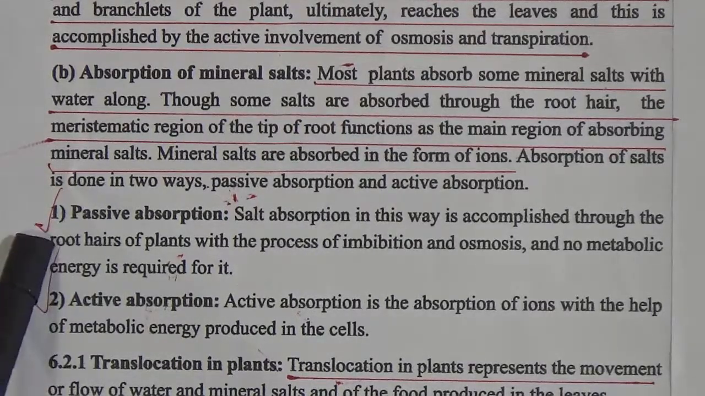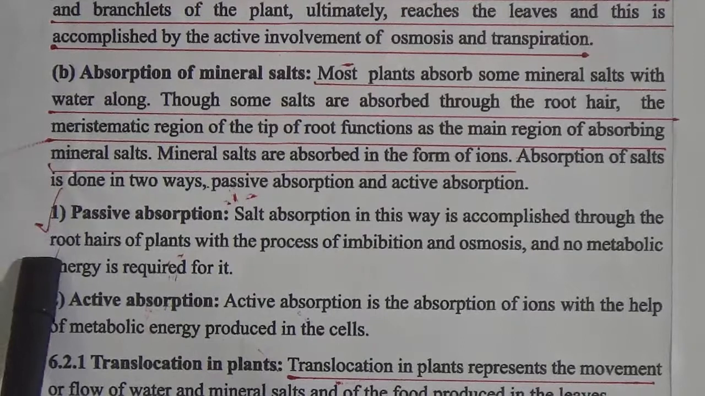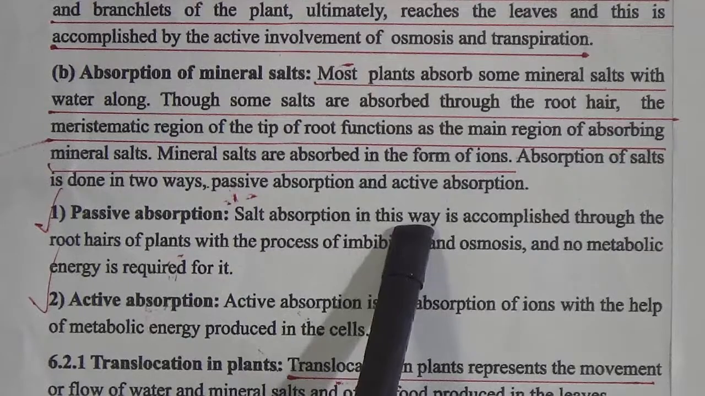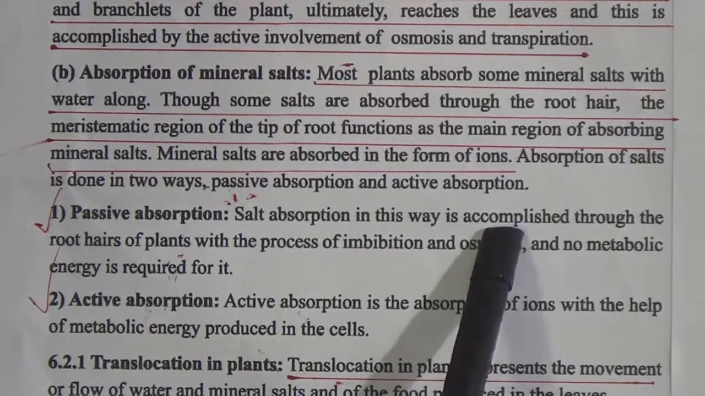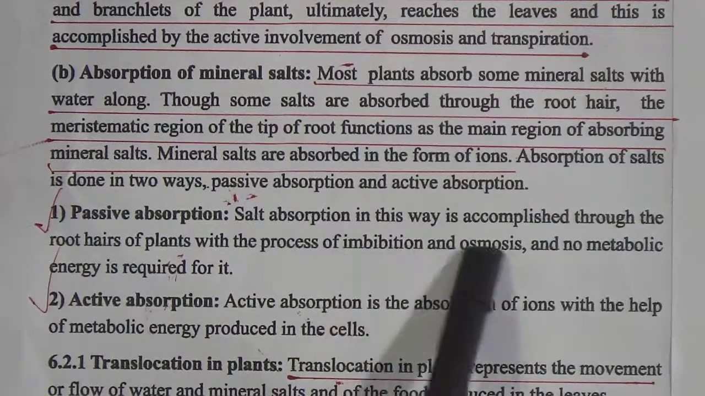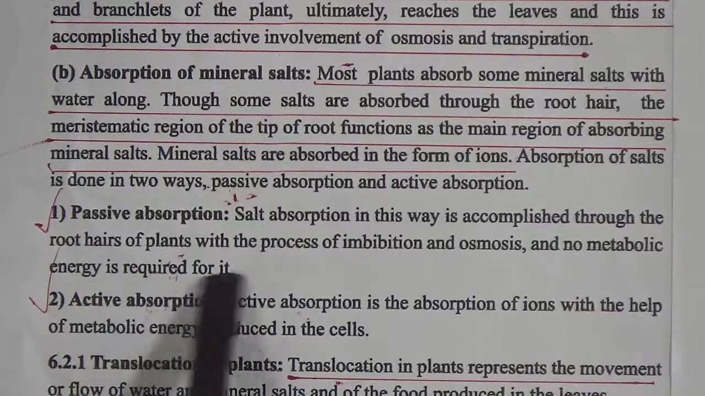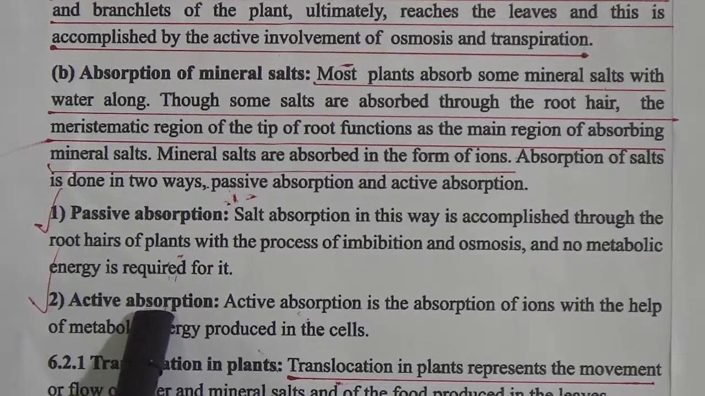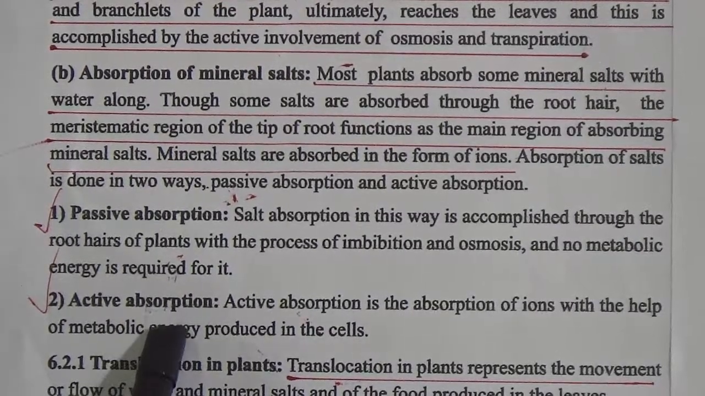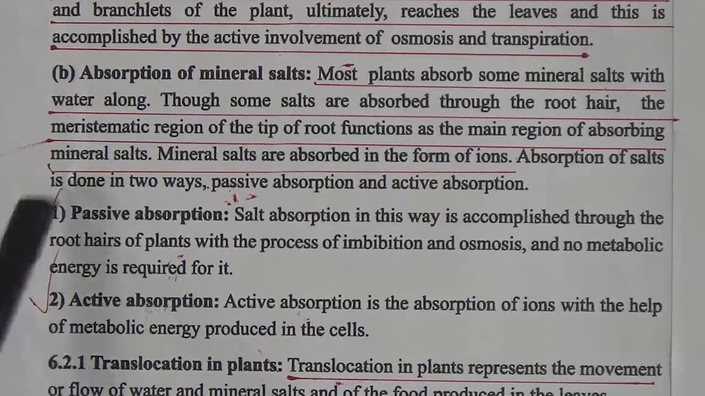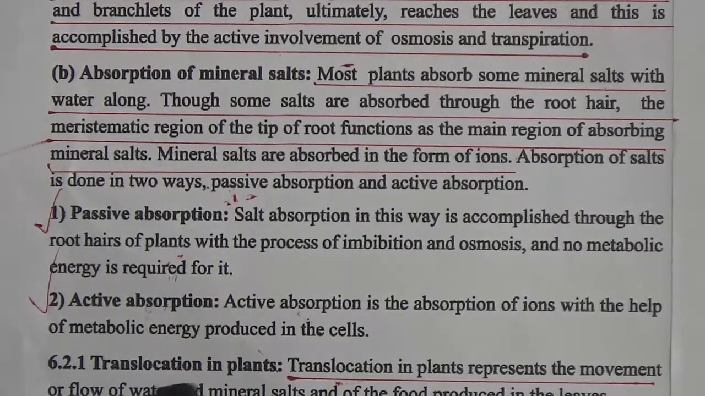Dear students, here they just give the initial of the name, and the description you will get in the higher class. Salt absorption in this way, that means in passive absorption, is accomplished through the root hair of plants with the process of imbibition and osmosis, and no metabolic energy is required for it. And in active absorption, metabolic energy is needed to absorb the mineral salt. That's why it is known as active absorption, and passive absorption's another name is inactive absorption.